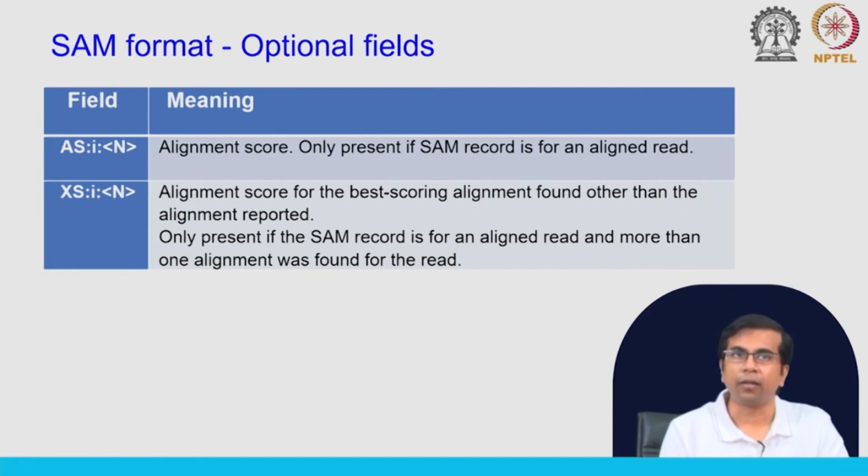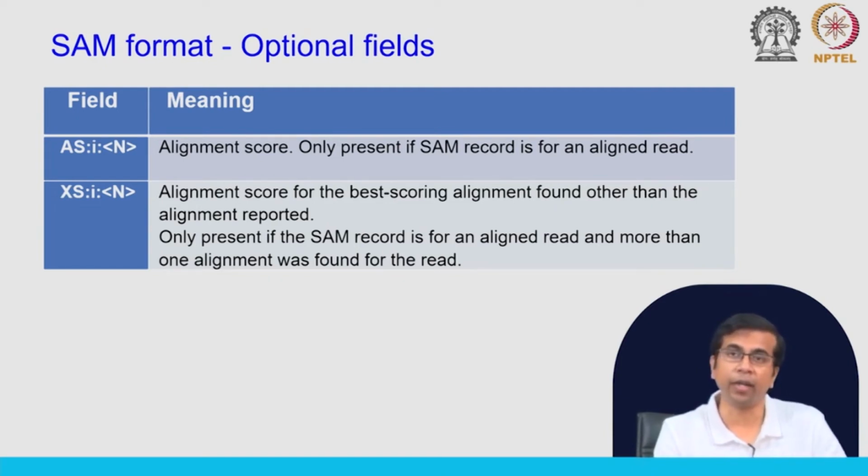Then you get something called XS:i:n. Okay. Again, this is an integer field, I means integer, so you get a number. Now, what you get in XS is the alignment score for the best alignment found other than the primary alignment. AS is actually the reported alignment, that alignment that is reported, the reference name, the position. This is the primary alignment, where the alignment has happened, and that gives us this alignment score AS. But sometimes reads can map to multiple positions. So, that is why you get these alternate alignment scores, or these secondary alignments that are reported. And this will be given when you have more than one alignment for the read in the reference sequence.